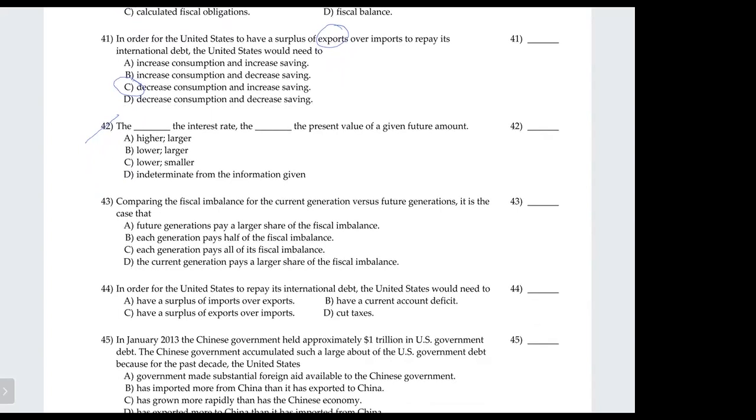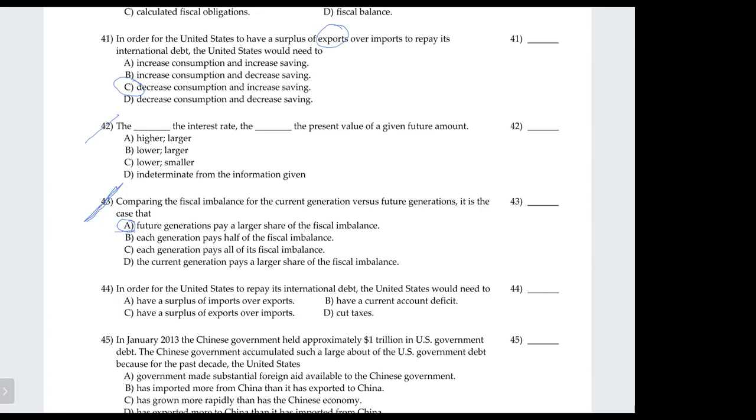Okay, let's try this one. Comparing the physical imbalance for the current generation versus future generation, it is the case that... we didn't talk much about these generational physical burdens. So we can skip this one, but the answer is A. Future generations pay a larger share of physical imbalance.